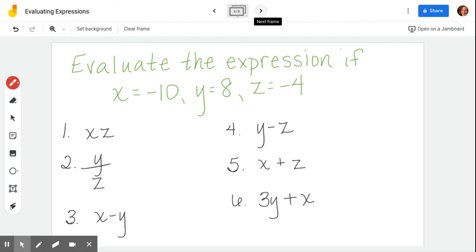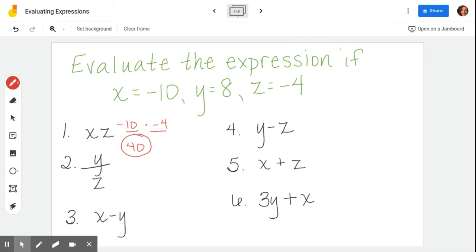Okay, hopefully you did that. Hopefully you paused it and tried it. Math gets so much better when you actually allow yourself the chance to try it and make the mistakes and learn from them. Number 1, xz really means x times z. I'm going to replace those with their values of negative 10 and negative 4. 10 times 4 is 40. Those two negatives can partner up. They're buddies. They're happy. So it's a positive answer since they're in a positive mood.